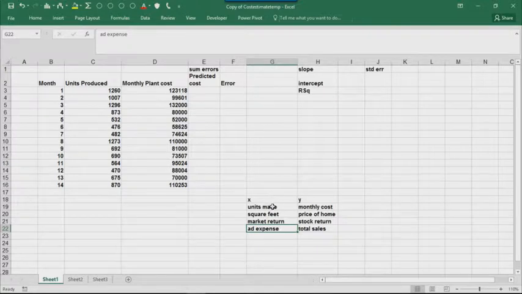In each case, you should graph the independent variable, as we call it, the x variable, on the x-axis, so it should be in a column to the left of the dependent variable, which is what you want to predict.